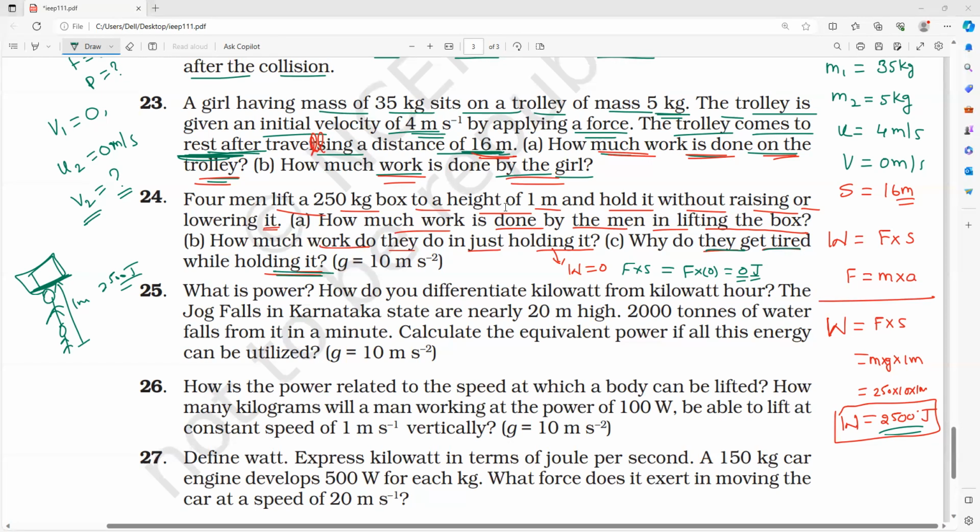Answer for third part. Men still apply their muscular force in holding the box. Hence they feel tired. Clear, everybody?